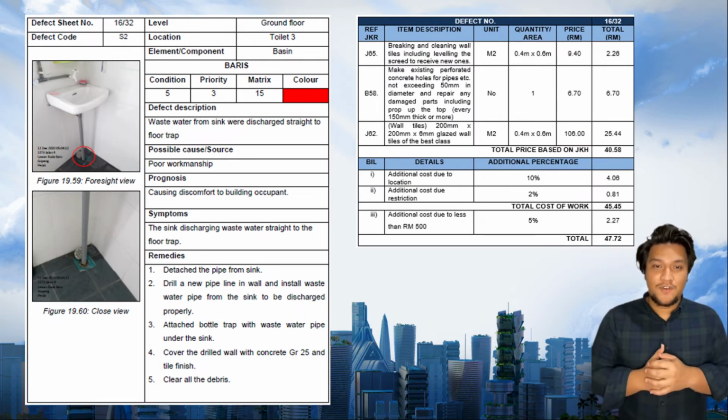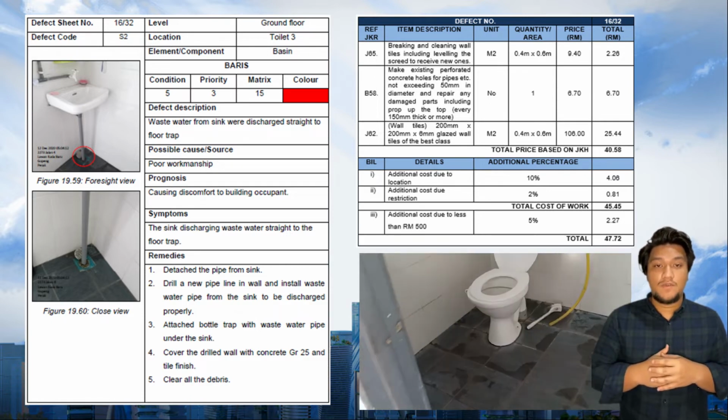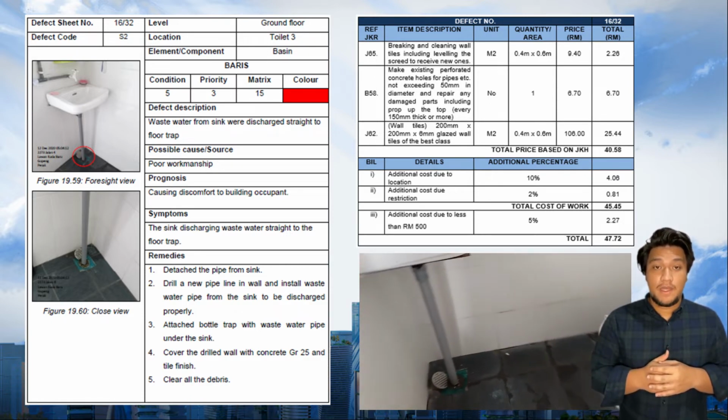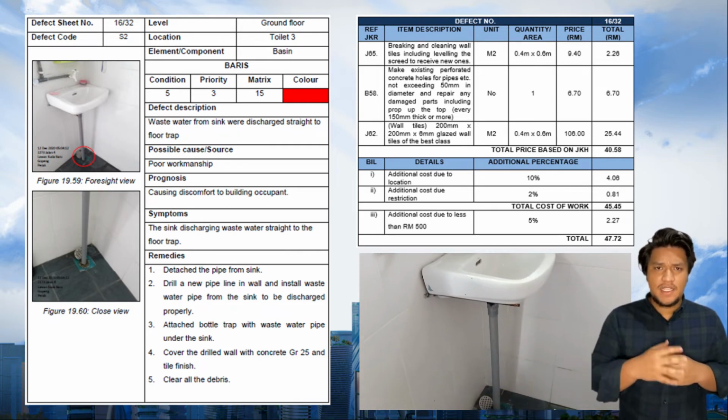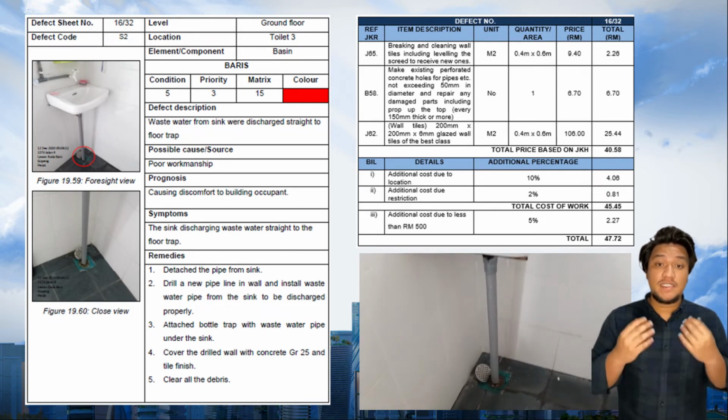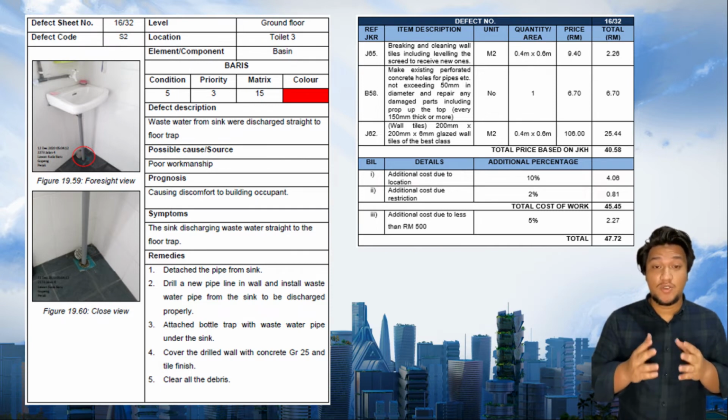So the second defect on services is wastewater from sink being discharged straight to the floor trap. The possible cause of this defect is poor workmanship. We can see the symptom, the sink discharging wastewater straight to the floor trap.